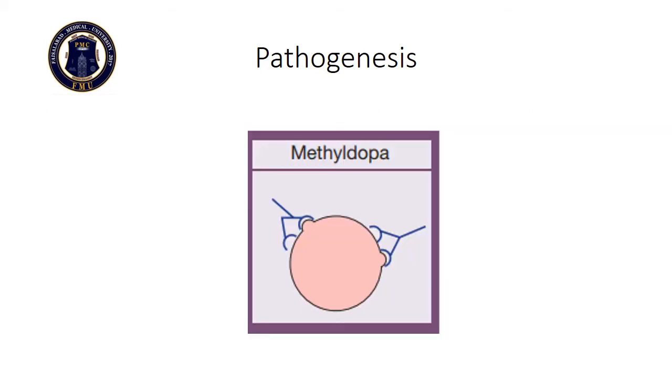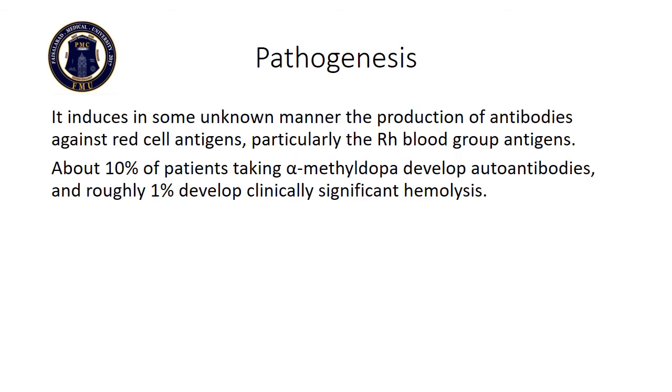The second mechanism is a tolerance breaking drug. The prototype is methyldopa, which is an antihypertensive drug mainly used in pregnant ladies. Methyldopa leads to the production of antibodies in an unknown manner. These antibodies are directed against red cell antigens, particularly the Rh blood group antigens. About 10% of patients taking alpha methyldopa develop autoantibodies, and roughly 1% will develop clinically significant hemolysis.